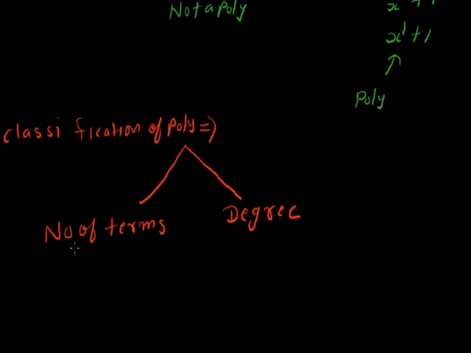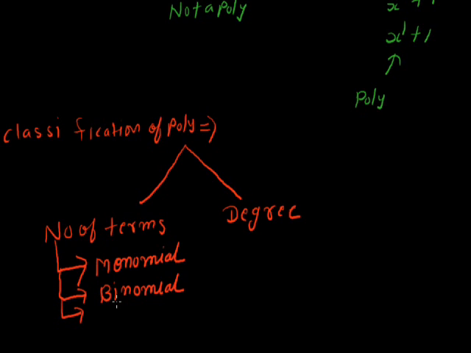Okay, now how can we classify on the basis of number of terms? We can classify on the basis of number of terms into three categories. The first one is monomial. Okay, and the second one is our binomial, and the third and the last one is our trinomial.